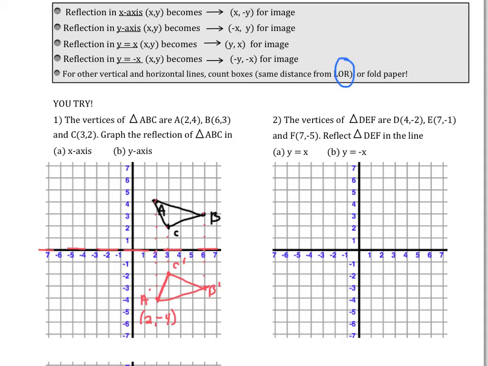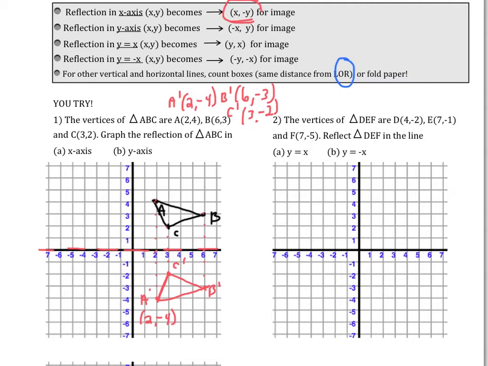But if you look up above, you can look at this for a way to find your points as well. Okay, so if we're reflecting in the x-axis, then I know that A prime would be at (2, -4), following this rule. You keep the x the same, and you change the sign on y. B prime would be at (6, -3), and check it out, it is at (6, -3), and C prime would be at (3, -2). So you can plug the points into the rule if you would like to do the reflection that way.